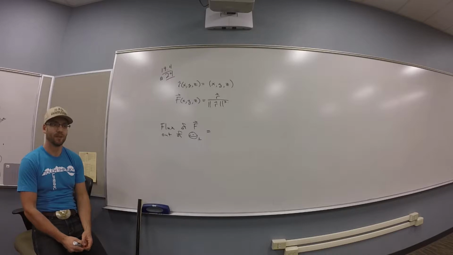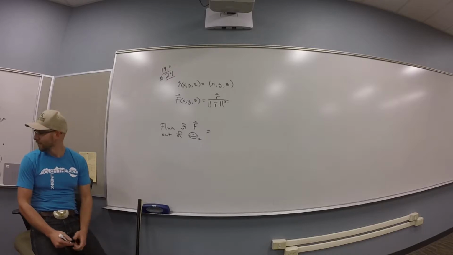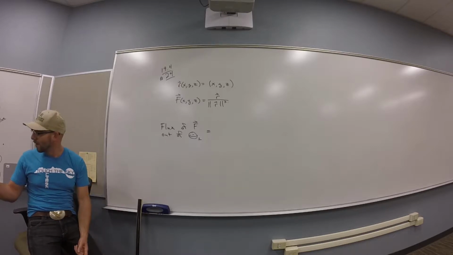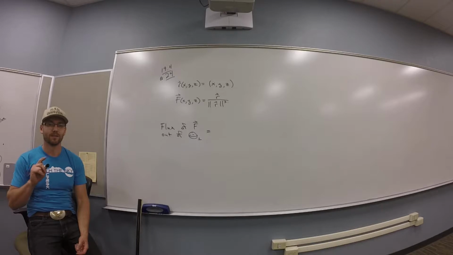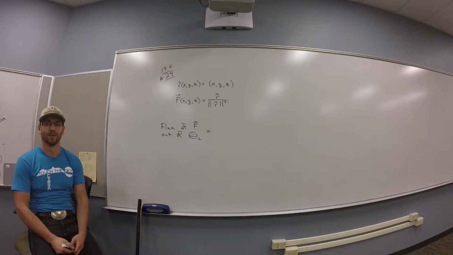You guys good with this? It would be a little bit of a weird thing if the magnitude is 0. That would create a problem. You guys see that? There's some kind of a problem at the origin with my vector field F.